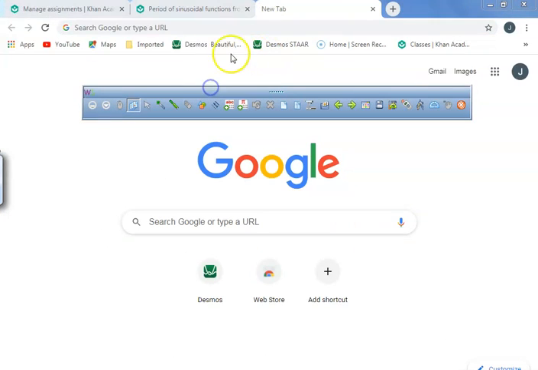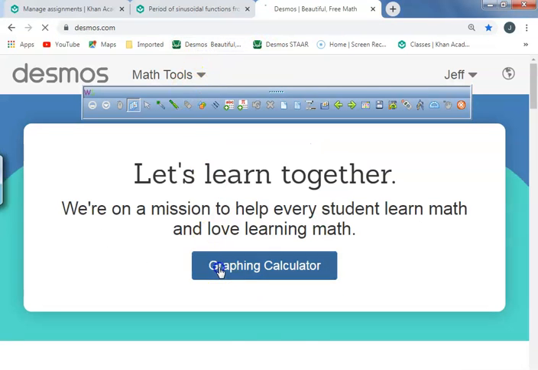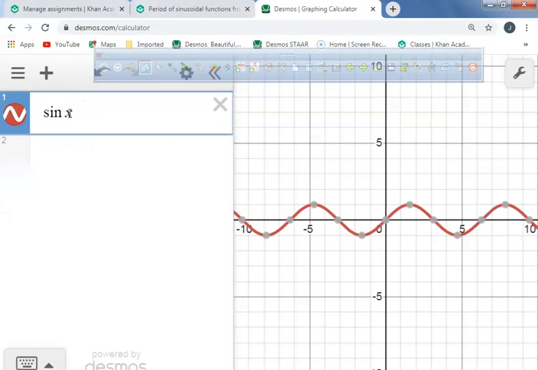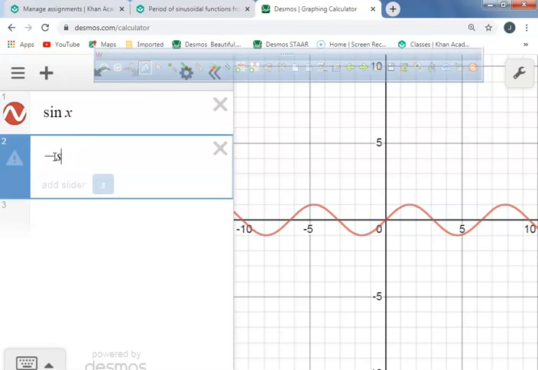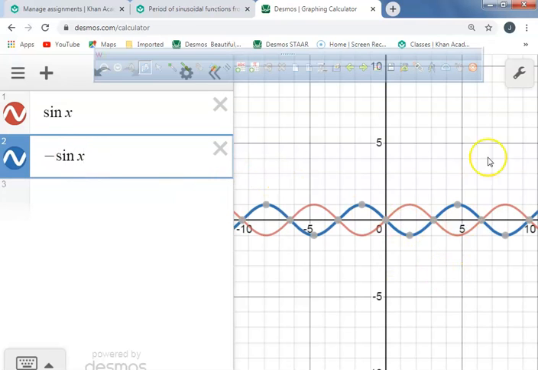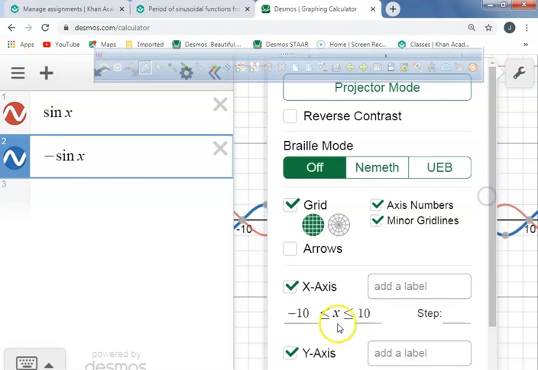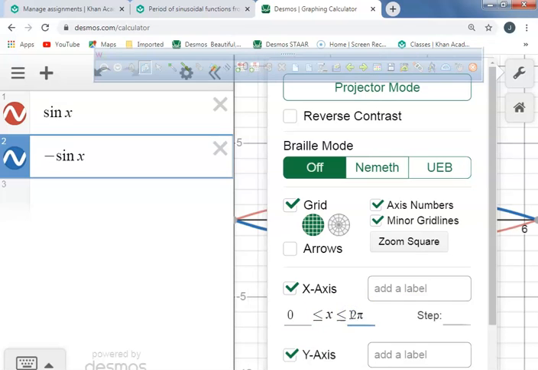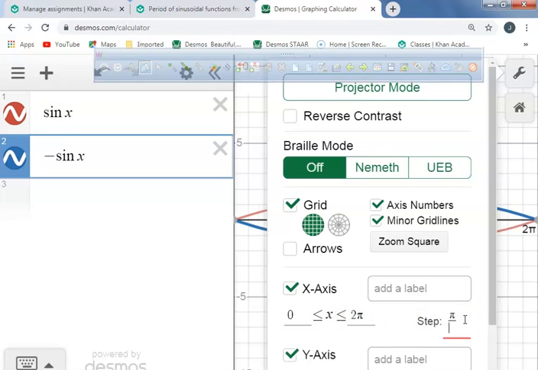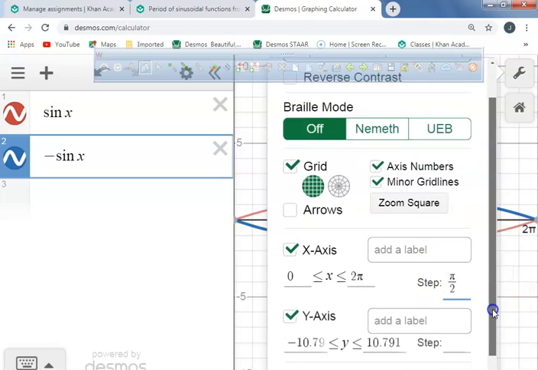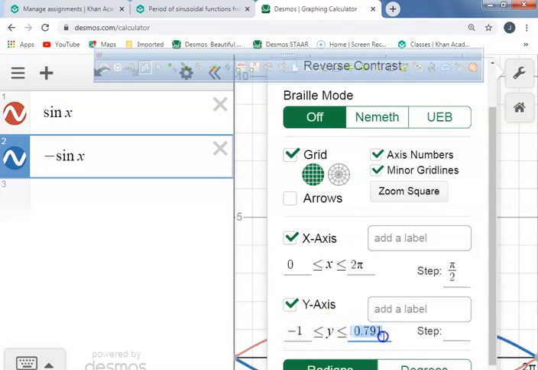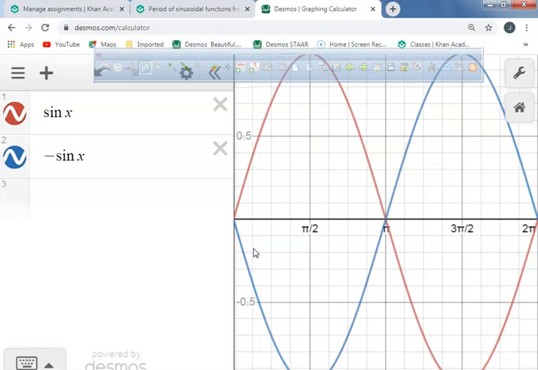All right, let's go to Desmos real quick. Maybe this will make sense if I do this. If I just type in the sine of x, that's a positive sine of x graph. A negative sine of x graph looks like that. You're like, I still don't understand. So let's control where we start. Let's start at 0 and go to 2 pi, and we'll make the steps pi divided by 2. Then let's make the y so we can easily see it. Let's go from negative 1 to positive 1. Ah, that makes it a lot easier.